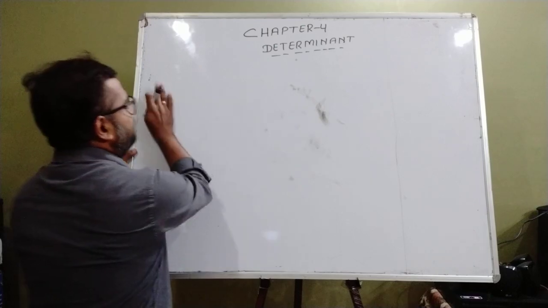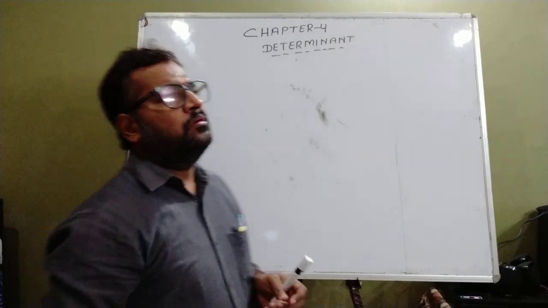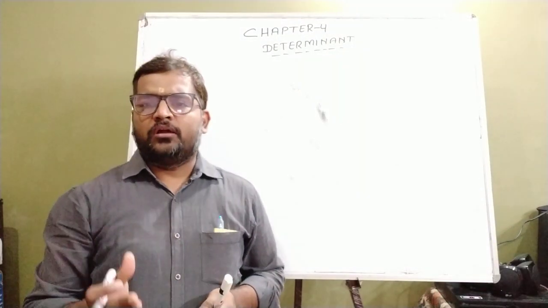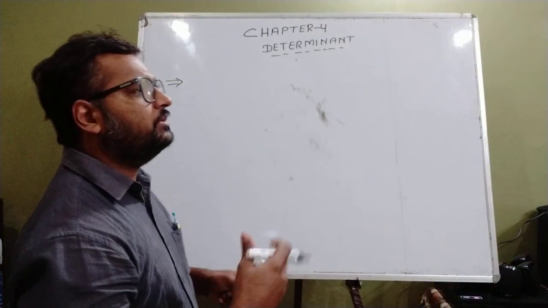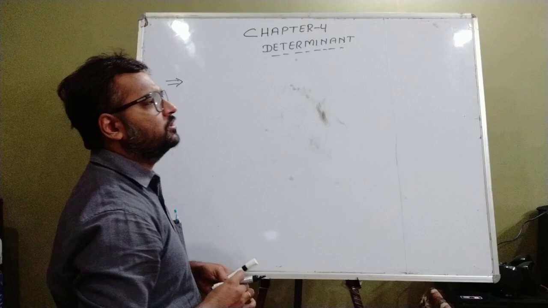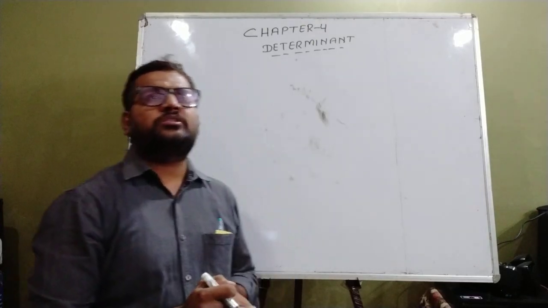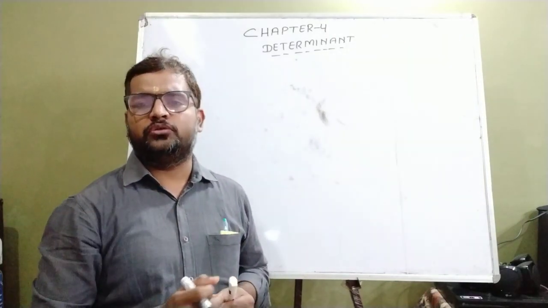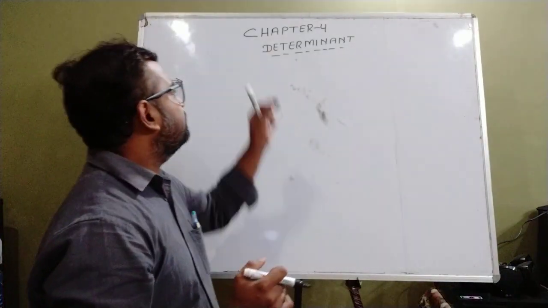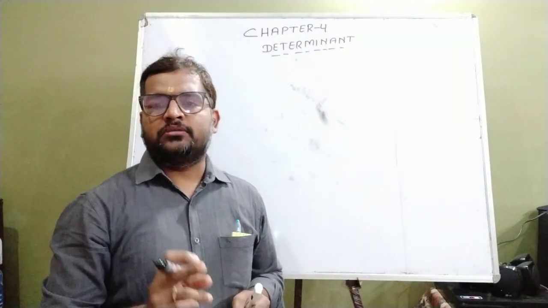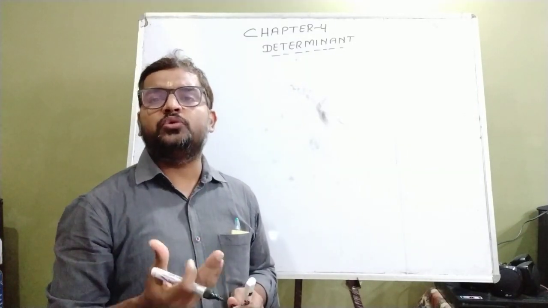Now what is a determinant? The definition of the determinant is: it is the number associated to a square matrix. We have discussed different types of matrices in the chapter. Among all the matrices, those which give you a determinant value are square matrices. For every square matrix, it gives a unique number.